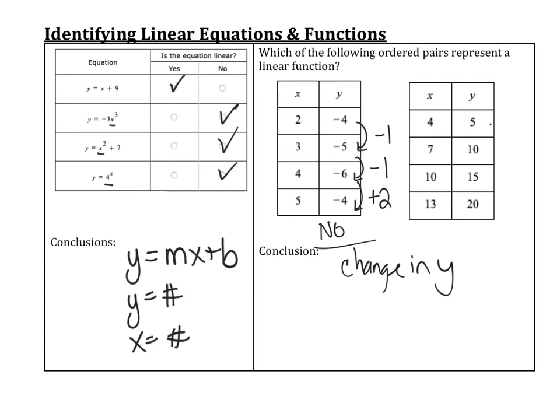In the next example, we have that the change in y from 5 to 10 is +5. The change in y from 10 to 15 is +5. And the change in y from 15 to 20 is +5. So yes, this would be considered a linear function because the change in y is the same.